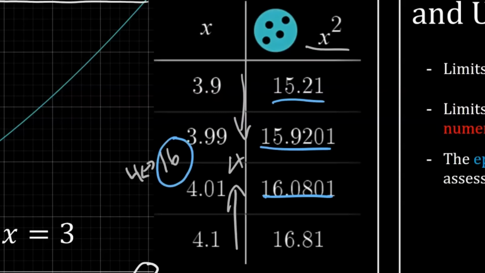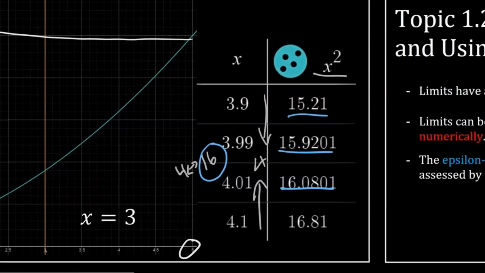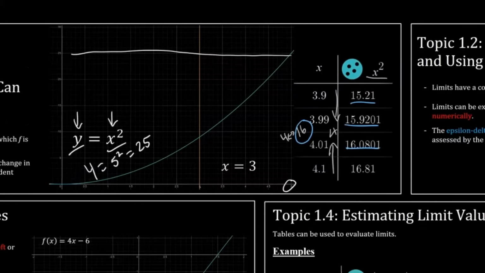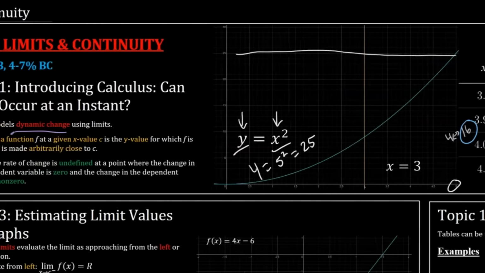And if we continue to extend this table to something like 3.99999999999, and infinitely kept going, we would get closer and closer to the value of 16. Okay? But it does not matter for calculus what that value truly is if we're trying to find the limit.